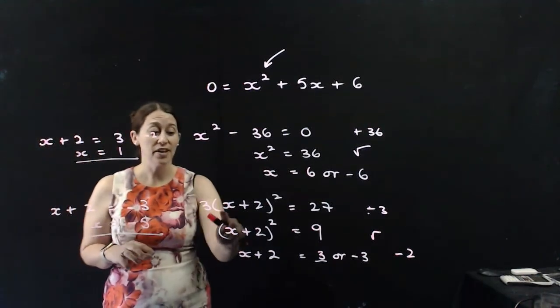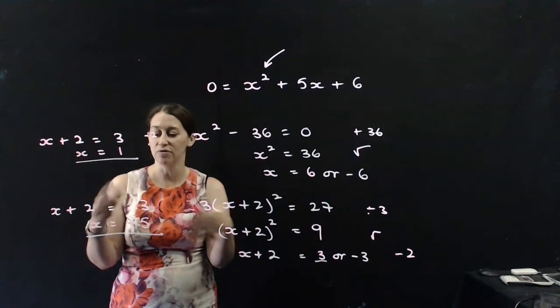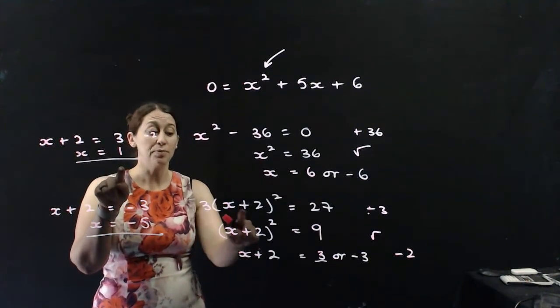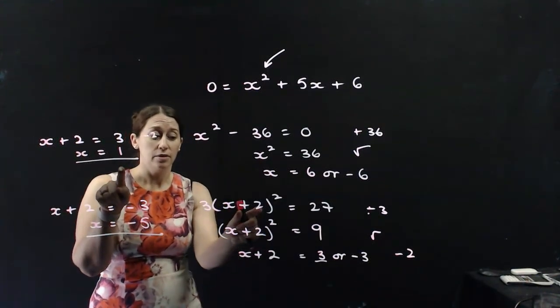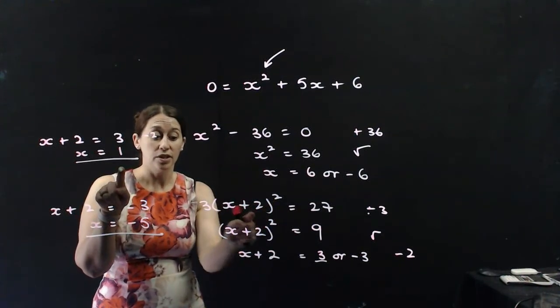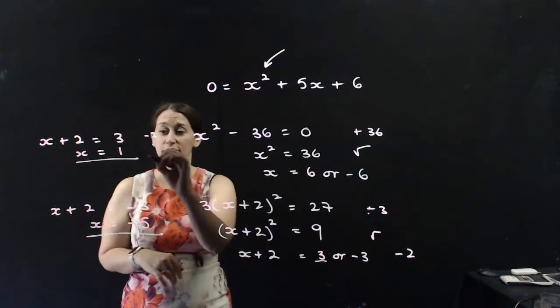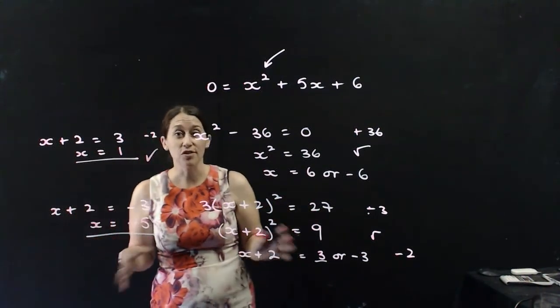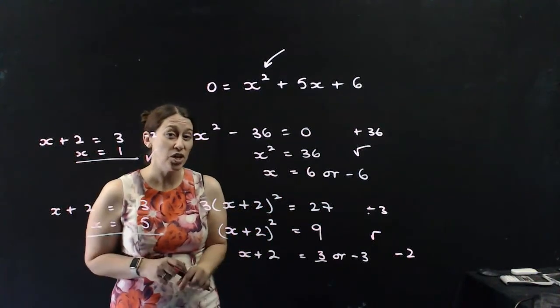And again, I can verify that by putting them in here. Let's just try one of them. Let's try 1. 1 plus 2 is 3. 3 squared is 9. 9 times 3 is 27. Checked. Verified. And that's pretty much the first part of what I need you to be working through today.